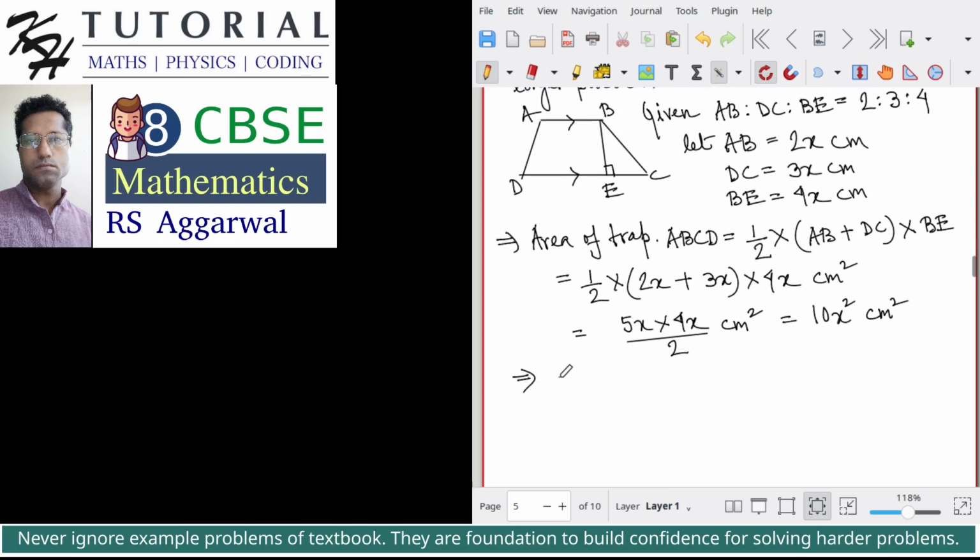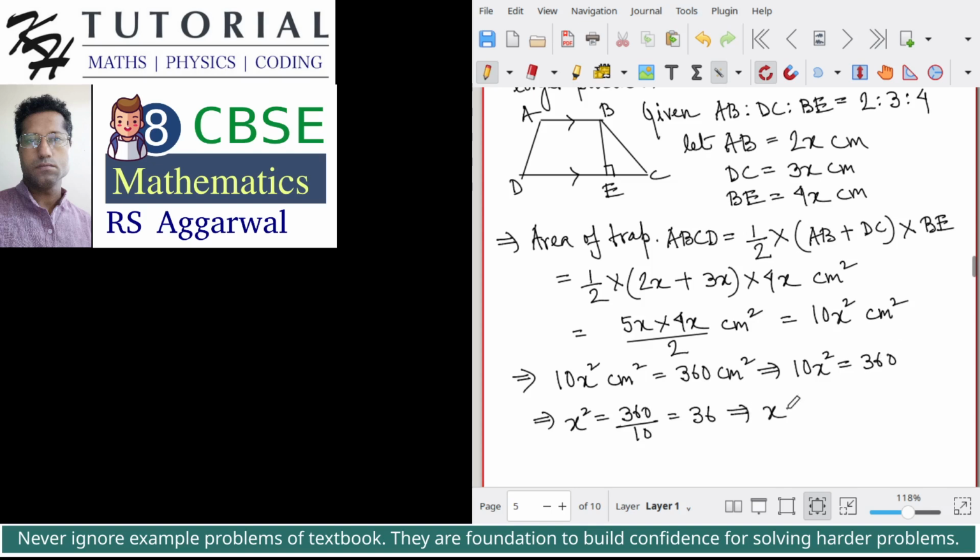Now the area of the trapezium is given to be 360 centimeter square. So we must have 10x square centimeter square equal to 360 centimeter square. If we ignore the units, we will have 10x square equal to 360. So this implies x square will be equal to 360 divided by 10, that is 36. This implies x will be equal to root over 36, which is 6.